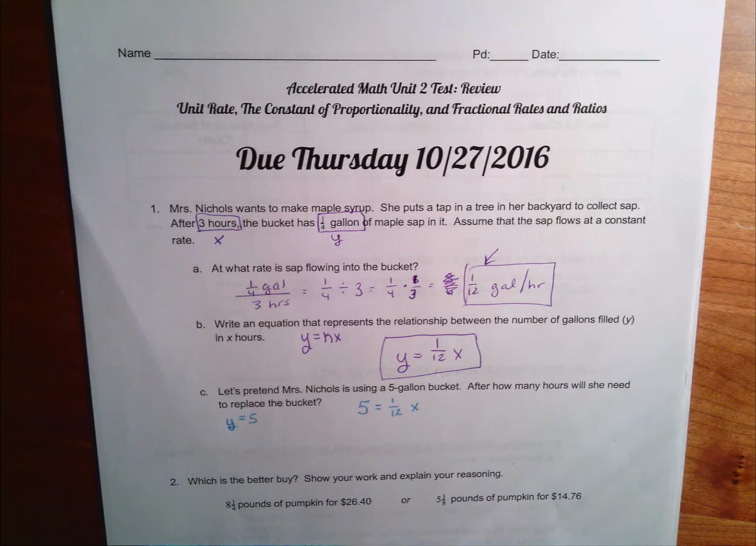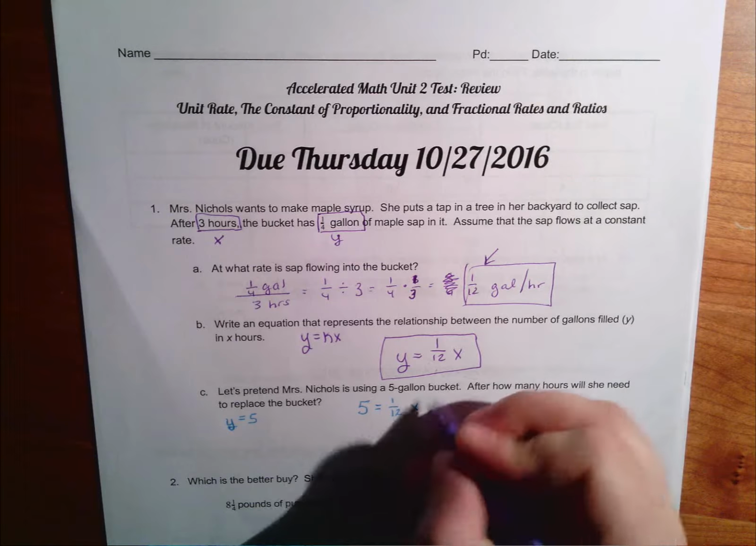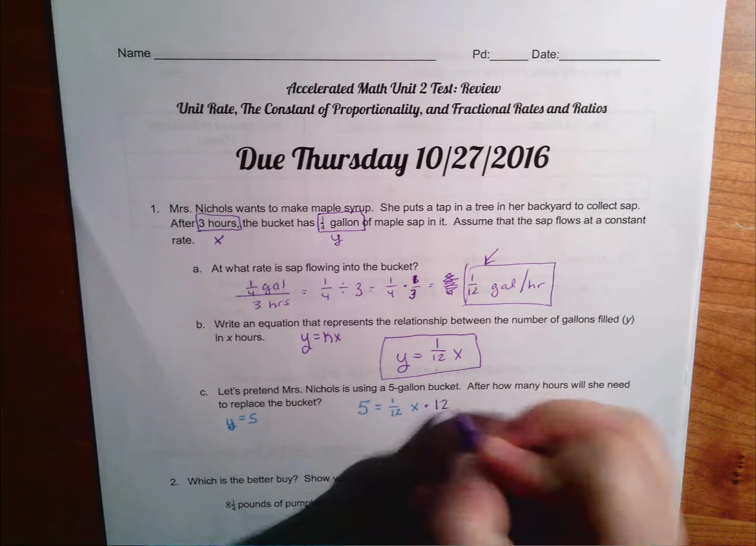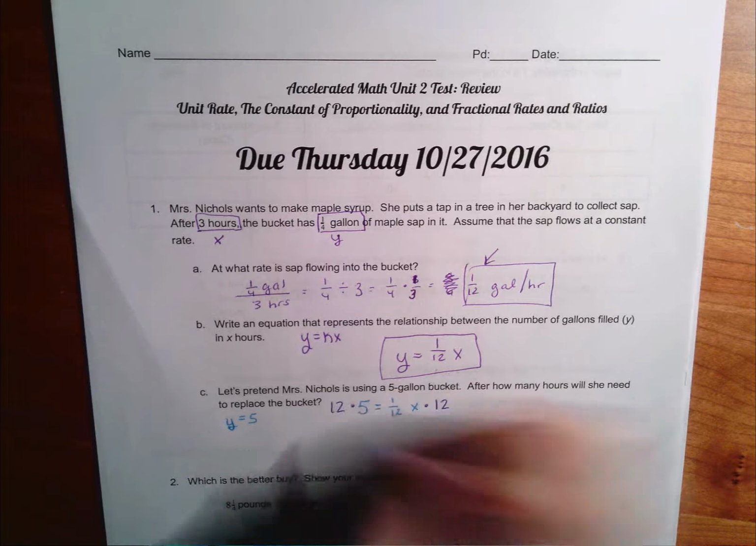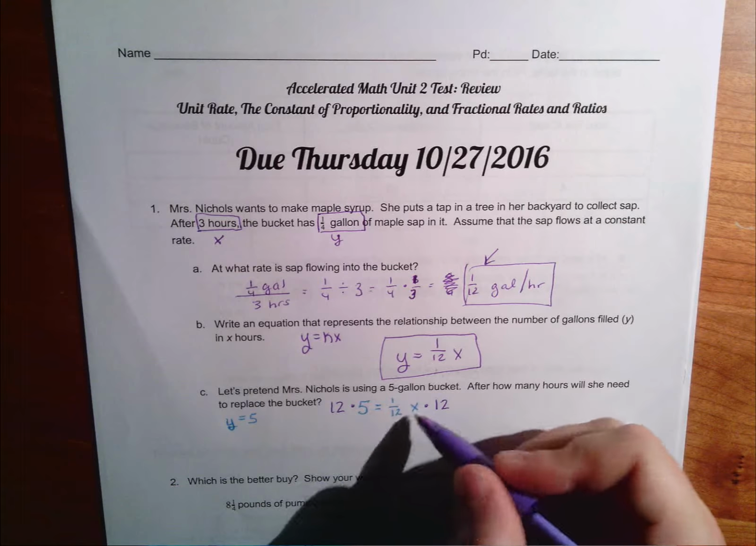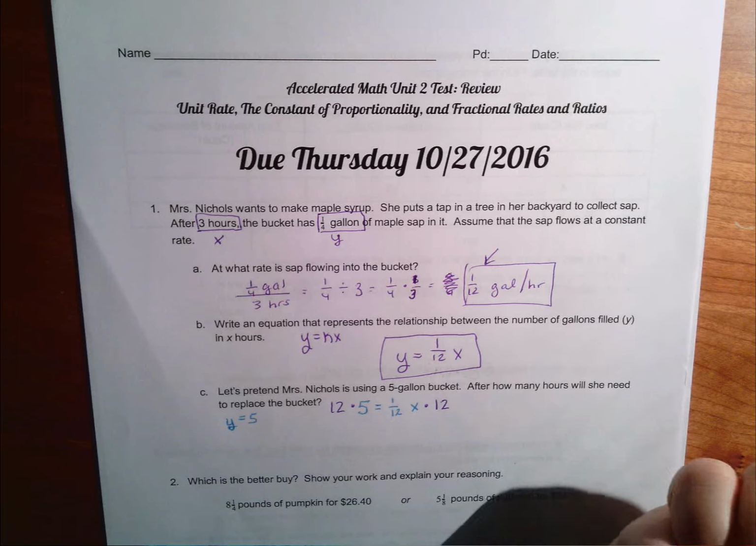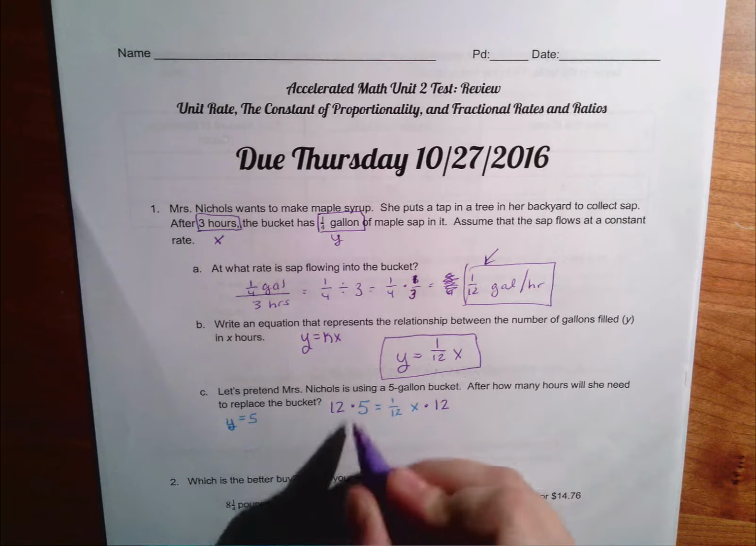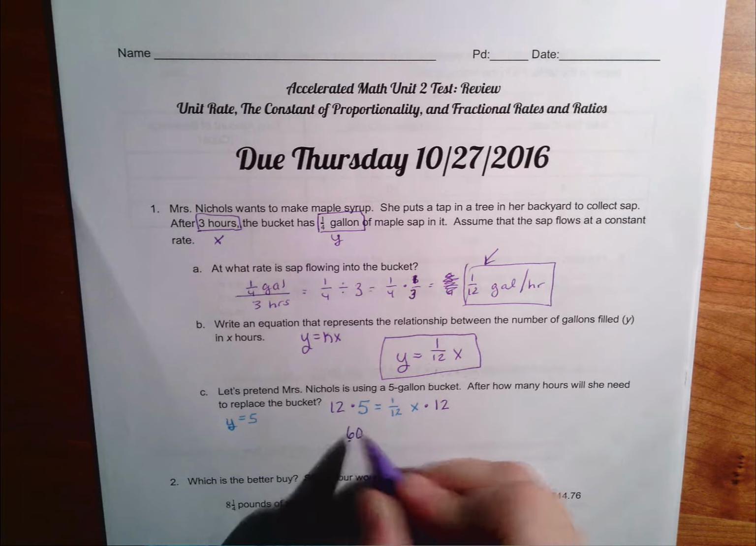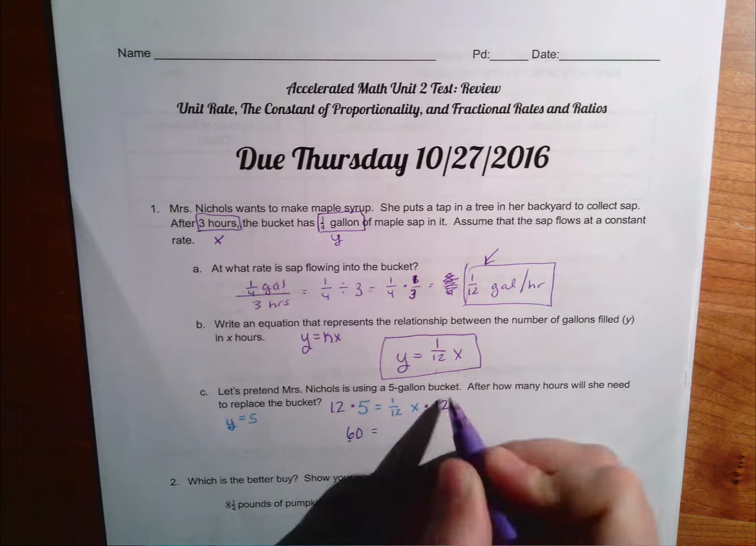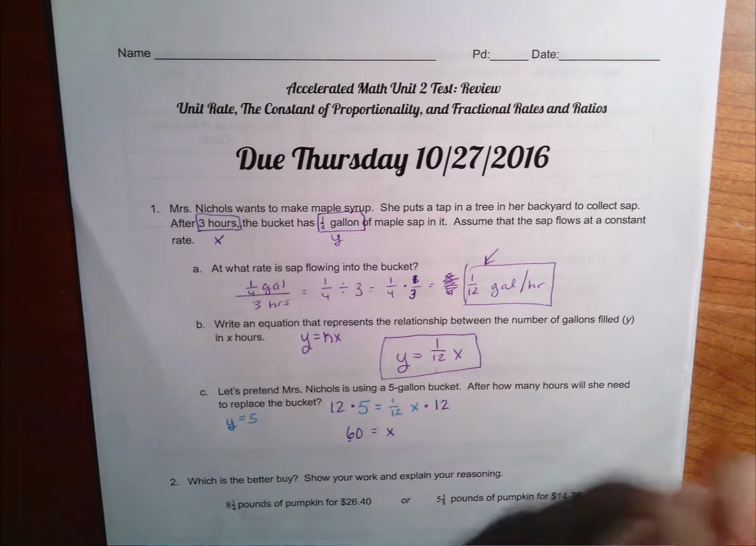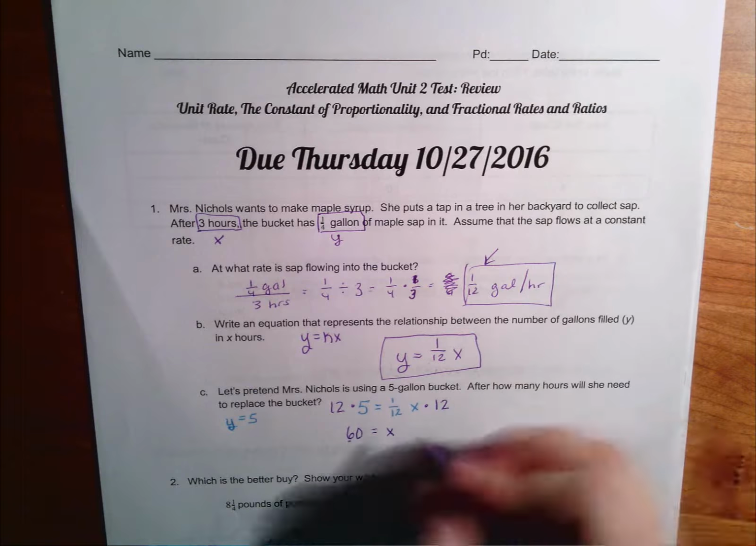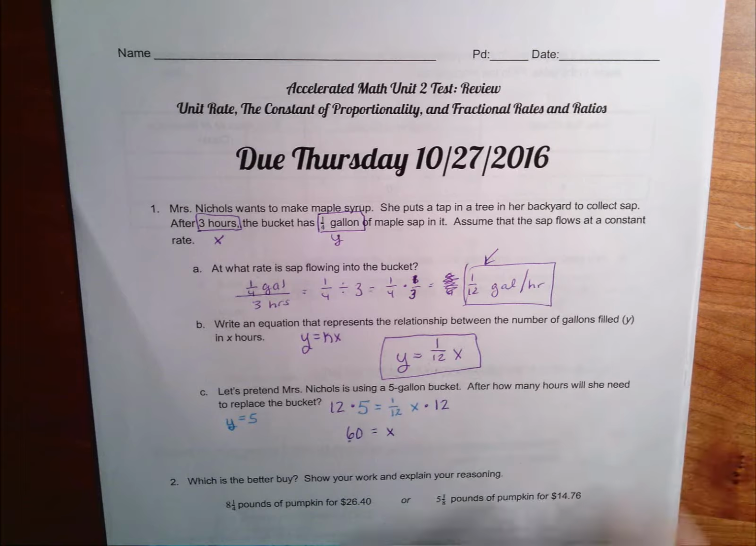To solve for x, I need to get rid of that 12. So I'll multiply by its reciprocal, which means I'll multiply both sides by 12, right? 1/12 x times 12 will just leave me with x. When I do this on the left-hand side, I've got 12 times 5, or 60. And on the right-hand side, 1/12 and 12 cancel out, and I get x. So she'll need a new bucket after 60 hours.